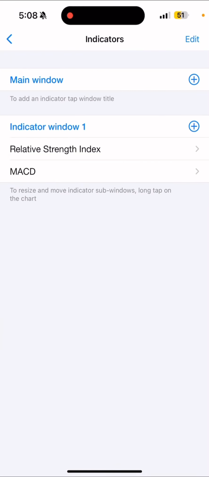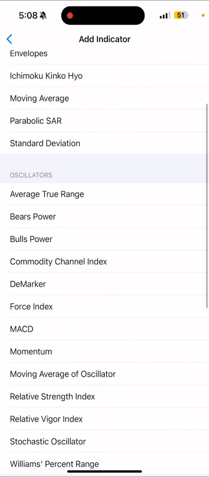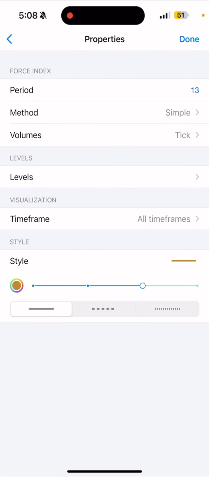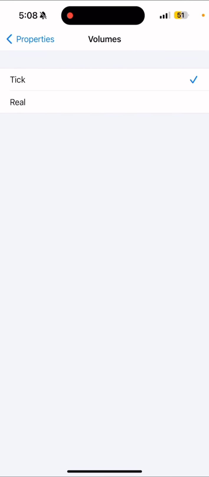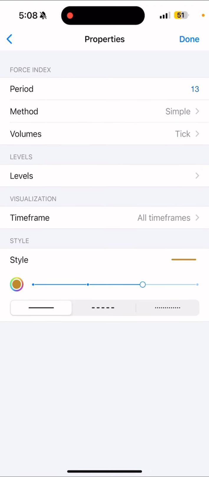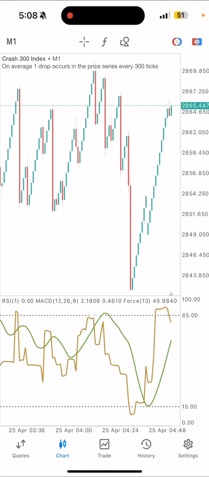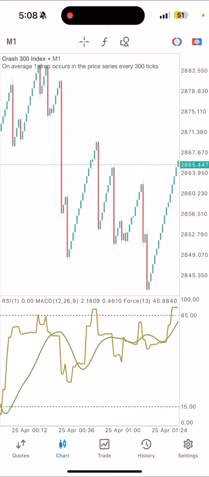And the next indicator we are looking at is the force index. All right, listen very carefully. It is the force index. You're going to leave everything like this. The period is 13. For the volume, you're going to select the tick volume instead of the real volume, and you're applying this to all time frames, and the style is quite a solid style. All right, then you're going to click on done. So this is how the setup pretty much looks like.